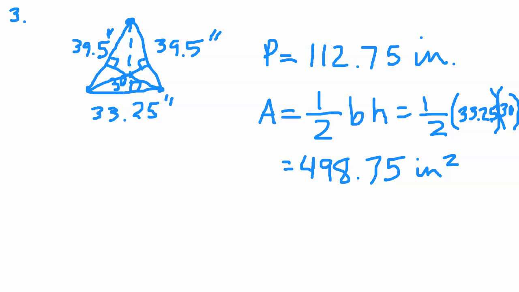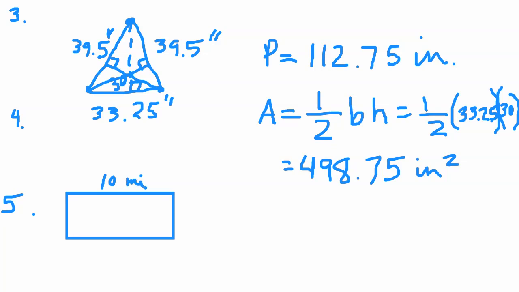Okay, next we're supposed to find the area of a rectangle. So the area question here is number 5. We have a rectangle with a length of 10 miles and a width of 1.5 miles.